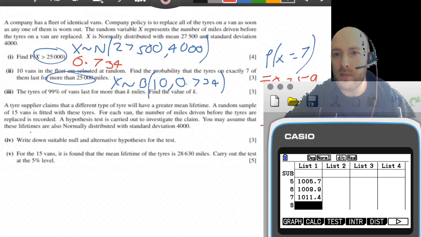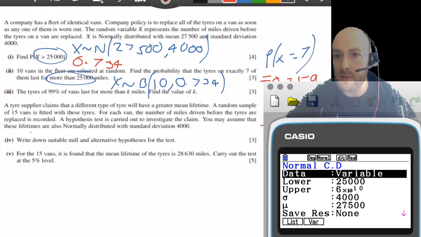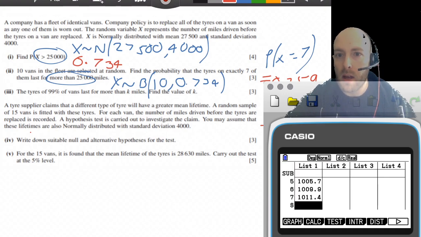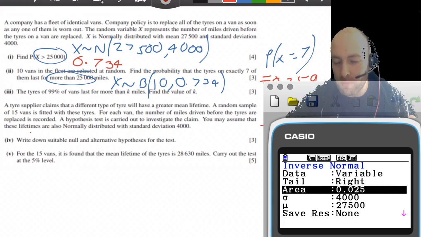I think I did less than on my calculator. I think I was doing it on the class widths, NCD. It's up to you which way you go around. Inverse normal, InvN. Tail to the right, or you can do tail to the left, and I wouldn't do 1%, but yeah, 0.99.